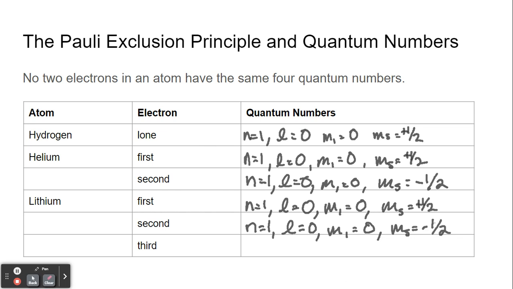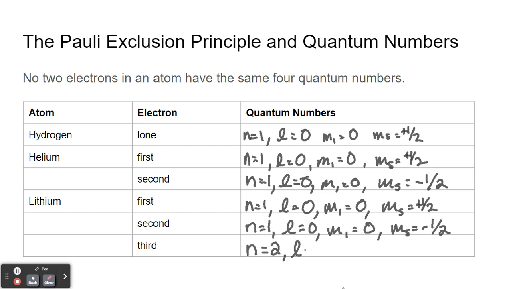Okay, now things change again. Now I've got all of the n equals 1 possibilities full of electrons. I can't add a third spin. I can't change anything else based on what my possible values for electron number or orbital numbers are. So my third electron needs to go into a higher energy level. That would be when n equals 2.